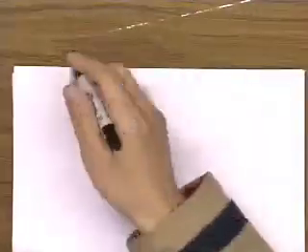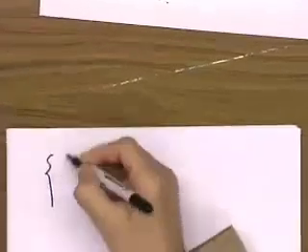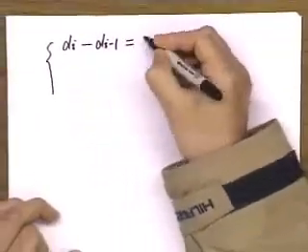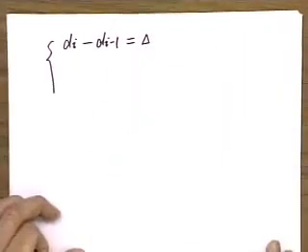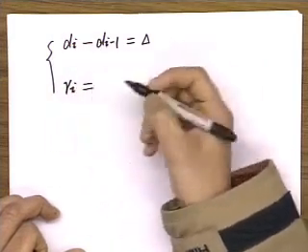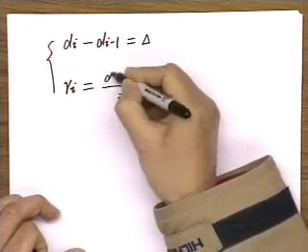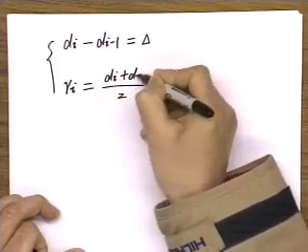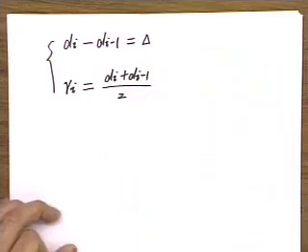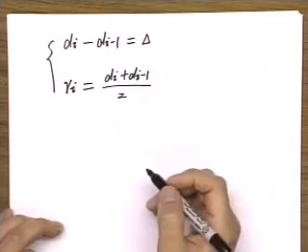The decision boundary is given by this simple equation, which means the spacing between two neighboring decision boundaries is equal to delta. And the reconstruction level in that region is just the middle point of the two neighboring decision boundaries. I'll explain this by using an example.